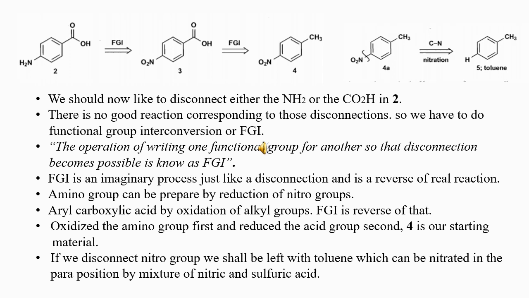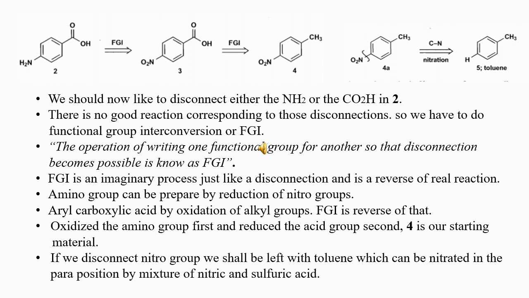So by the oxidation, 4 is our starting material, so we can do the oxidation of the side chain in 4. A methyl or alkyl, any side chain can be oxidized using KMnO4. So we can get compound 3 by simply oxidation of compound 4.